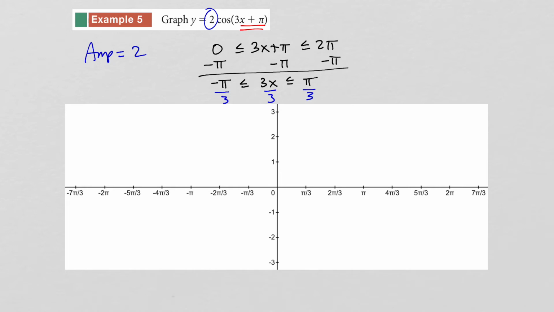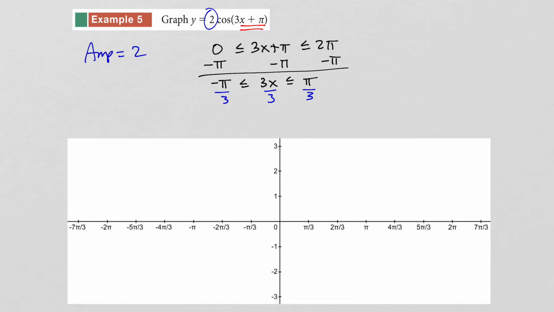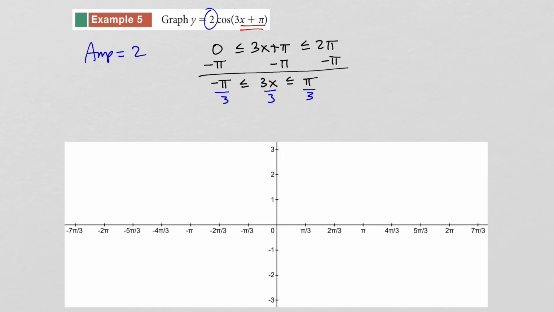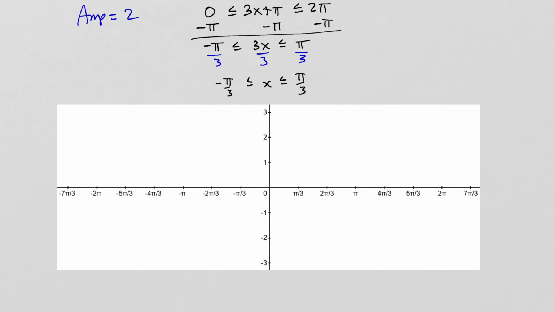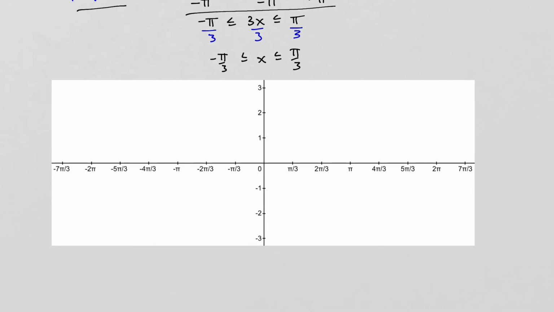And then let's divide by 3. And you can see that we're pretty much getting the same thing that we got last time, and that is x will be in between negative pi over 3 and positive pi over 3. And remember, the amplitude is 2.